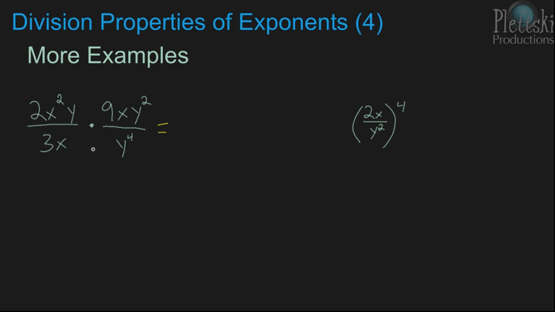Now the first step in this is going to be to multiply the fractions. So remember, when we multiply fractions, we multiply the numerators. So 2x squared y times 9xy squared. And we also multiply the denominators. So 3x times y to the fourth. Now, let's take a look at the numerator. We have 2x squared y times 9xy squared.